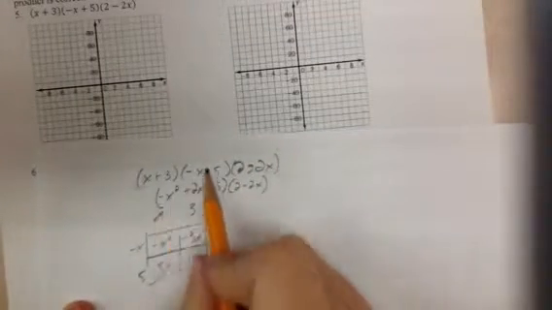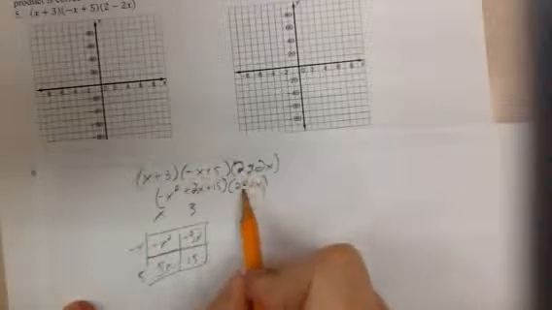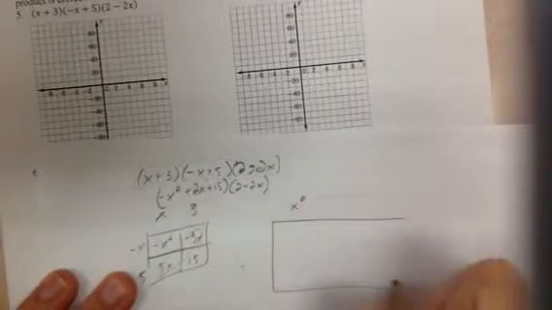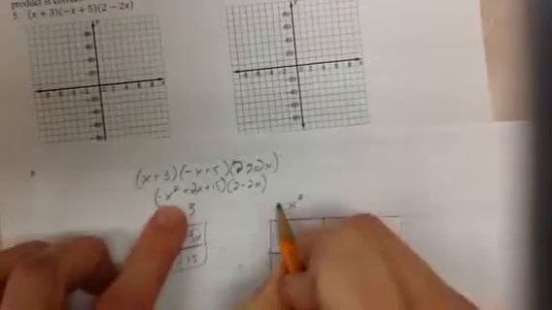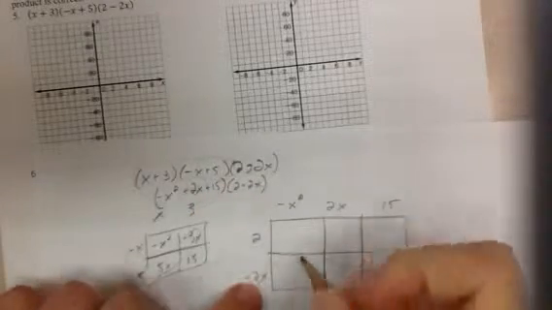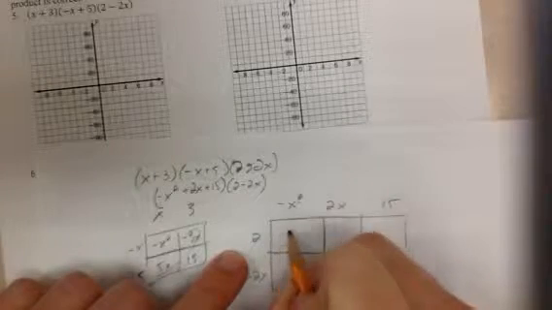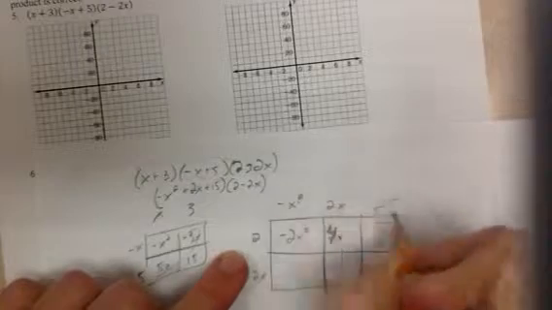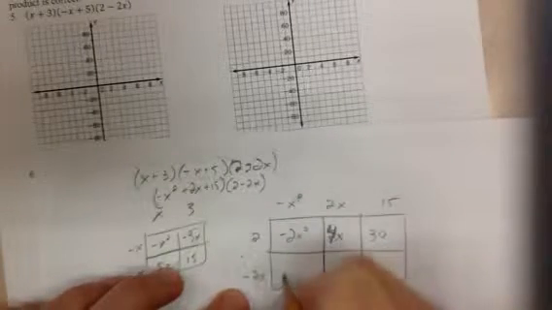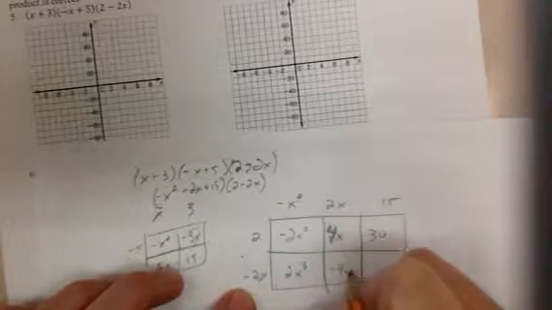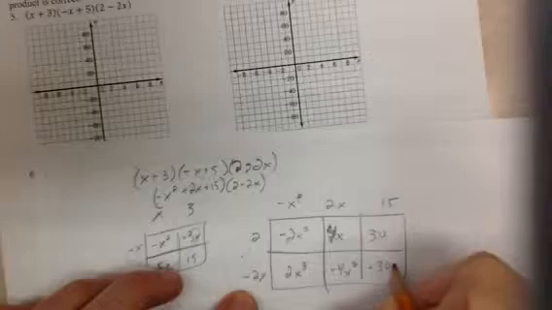So these two became this, but I still have to multiply this, so I need to multiply these together. So I'm going to make a 3 by 2 box now, right? So that negative x squared here, the 2x, the 15, 2 minus 2x here. And now, again, multiply these two together. Multiply these two together, so that's 4x. These two, 30. These two, positive 2x to the third. These two, negative 4x squared. These two, negative 30x. And now combine my like terms, add it all together.